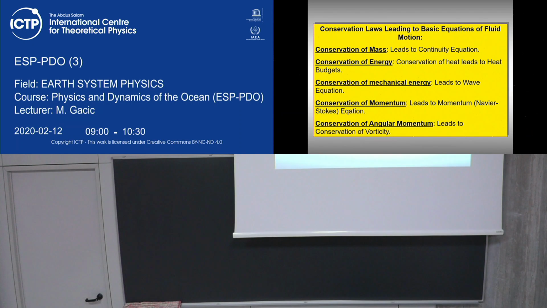Then we have the conservation of energy, which we already talked about. This is the conservation of heat, which leads to the heat budget. But the conservation of energy is not only the heat energy, it's also the kinetic energy. And then we have the conservation of mechanical energy, which leads to wave equations, so the wave solutions in the ocean. We have the conservation of momentum, which leads to the Navier-Stokes equation.